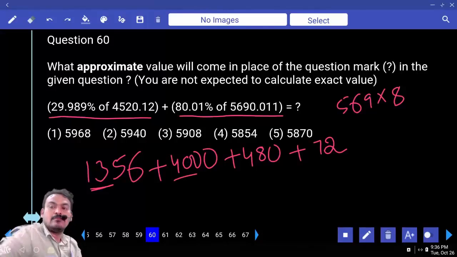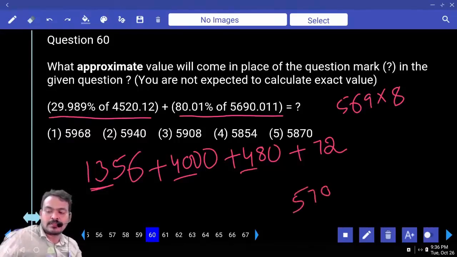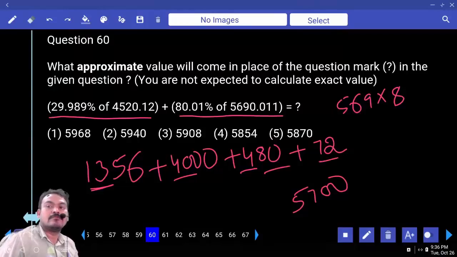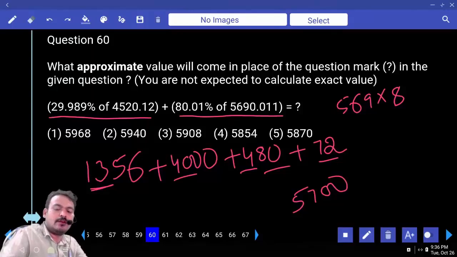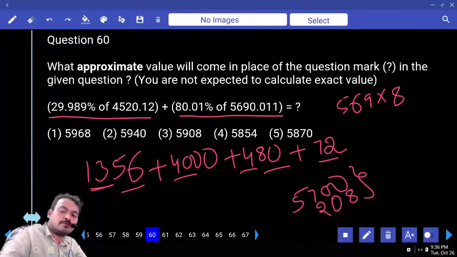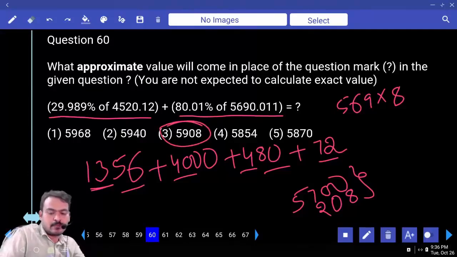First, what are the first two digits of the first value? 13. Second one, 40. Total it will be 53. 53 plus 4 is 57. We get more than 5700 or less than 5700? More than 5700. 80 plus 72. Verify the last two digits. 80 plus 72 is 152. 152 plus 56 is 208. These two are added. We are getting how much value? 5908. Which option? Third option.